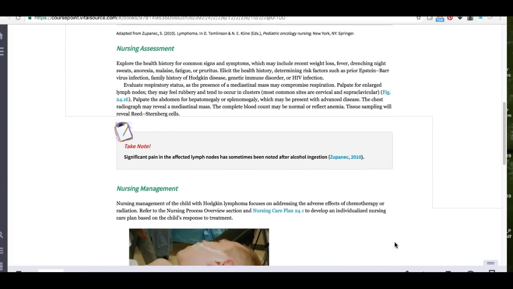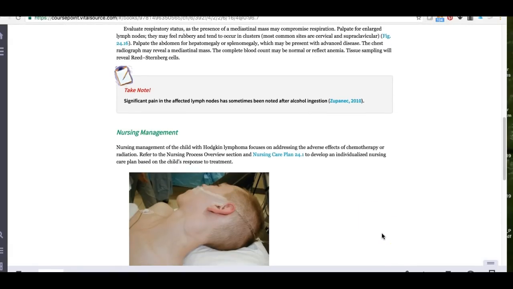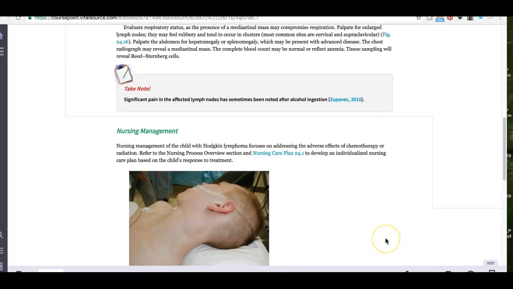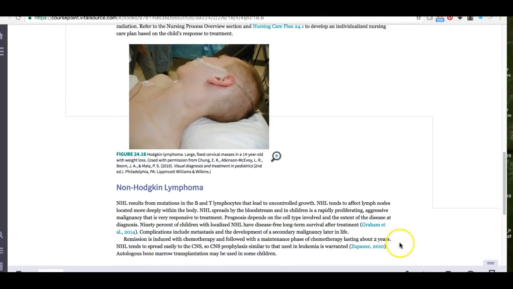Okay. Nursing management, these kids are going to get chemo or radiation, so nursing management just has to deal with that. Side effects of chemotherapy. Okay. Look for their ANCs. Prevent infection. Watch their skin. Treat the nausea and vomiting. Okay. Weight loss, anorexia, provide them with foods that they like.